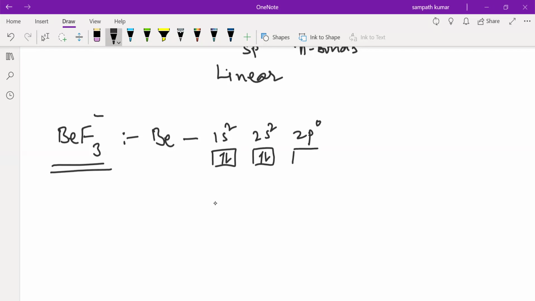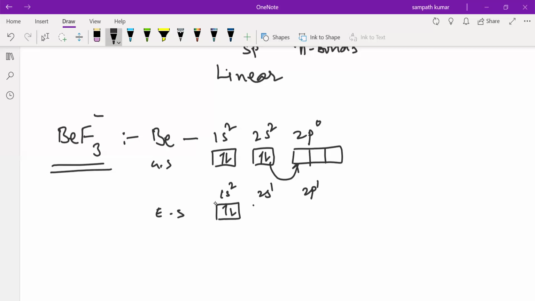The outer orbital electrons are called valency electrons. Beryllium does not have any unpaired electron, so it cannot participate in bond formation in the ground state, but in the excited state, we get the 1s2, 2s1, 2p1 electronic configuration.